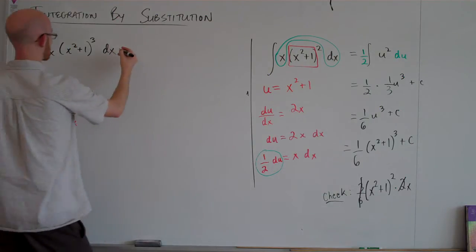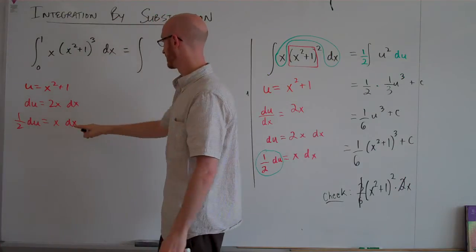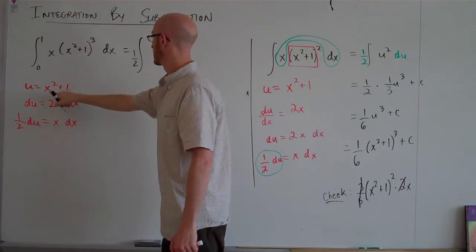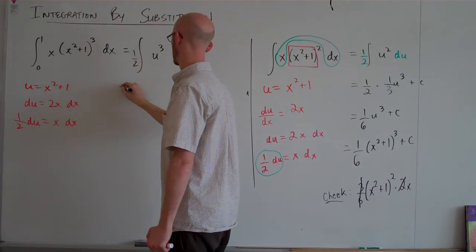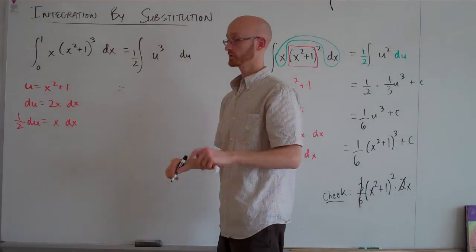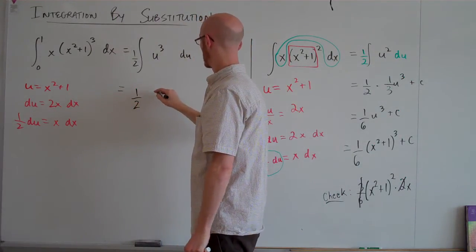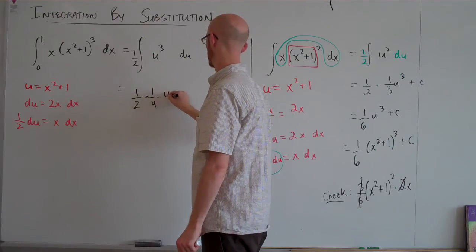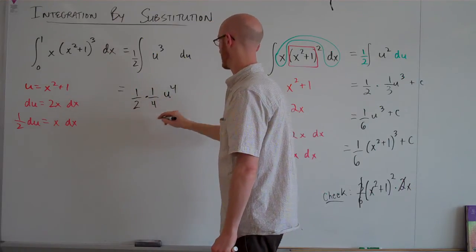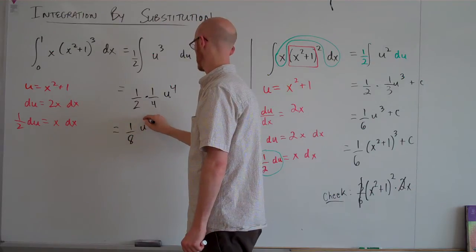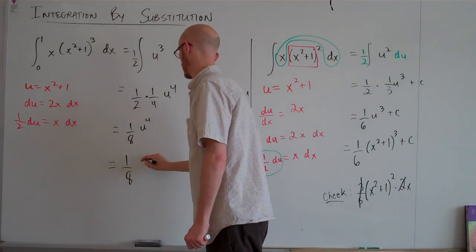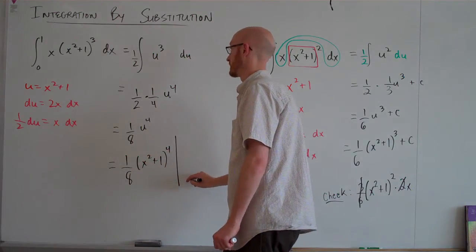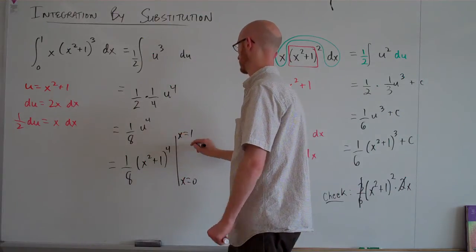So now I'm going to do my replacement. x dx is half du, and that'll be u cubed. Notice I've left my limits off. I'm going to give you two options here. Half, let's see, 1/4 times u to the 4th, and that's going to be 1/8 u to the 4th, which is 1/8 x squared plus 1 to the 4th. And then I'm going to evaluate from x equals 0 to x equals 1.